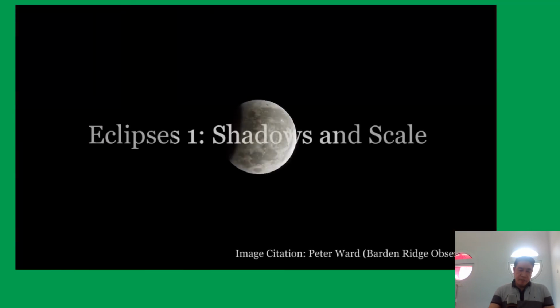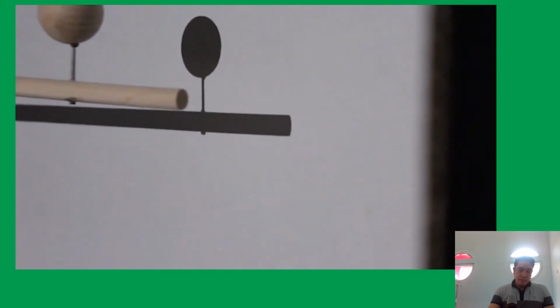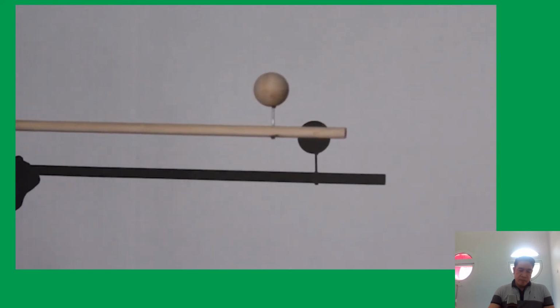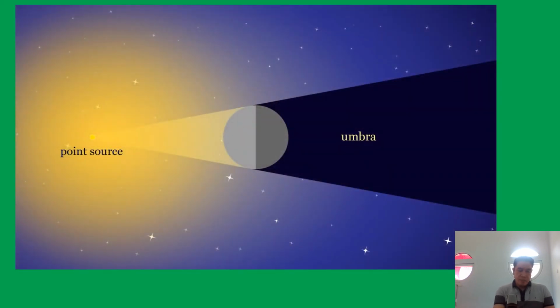This is the first in a series of videos focusing on eclipses. Let us first consider the shadow an object casts due to a point source. Because the light comes from only one point, the shadow's edges are sharply defined. We call the shadow the umbra. If an observer's eye is inside the umbra, they can't see the source at all. Light from distant stars are good point sources, but most light sources, including the sun, are not point sources.